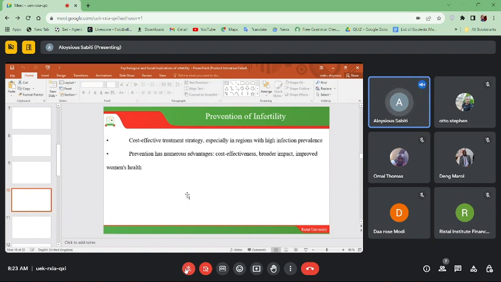The advantages of prevention is that it is cost effective, but it also has a broader impact because women will have improved health. So there are very many causes of infertility. We also know that sexual inactiveness can cause infertility.